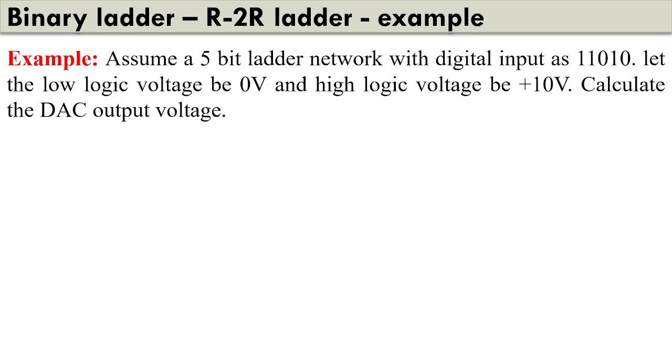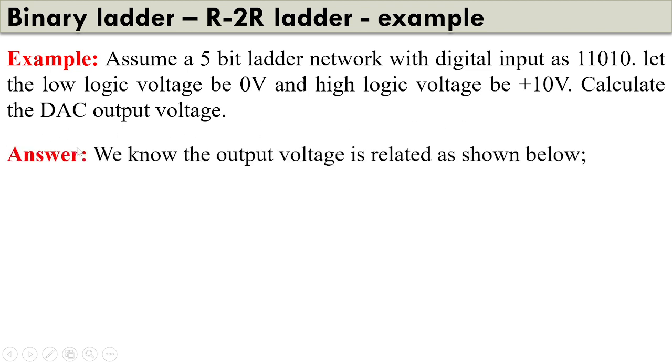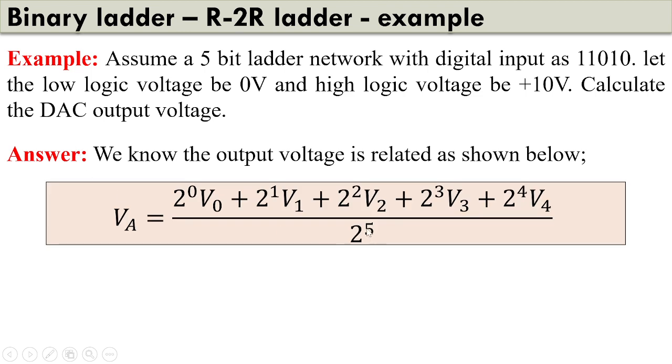Let us try to understand a simple 5-bit ladder network with the digital inputs as 11010. So let the low logic voltage be 0, let the high logic voltage be 10. Now we'll have to calculate the output voltage of the D2A converter. So what can we do? We know this expression. Please look into this expression very carefully.